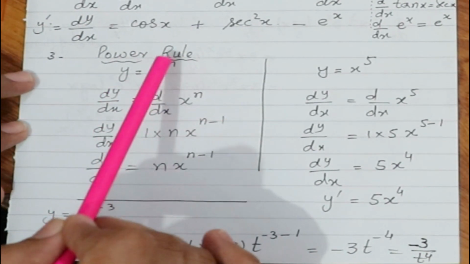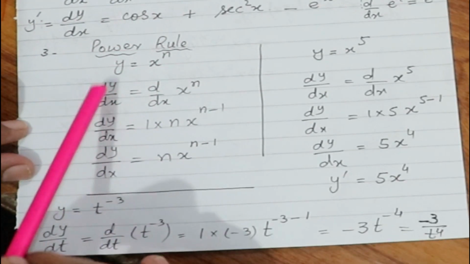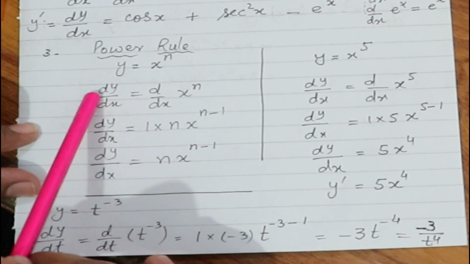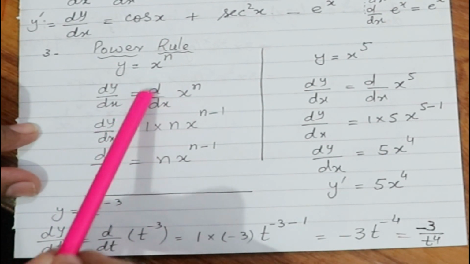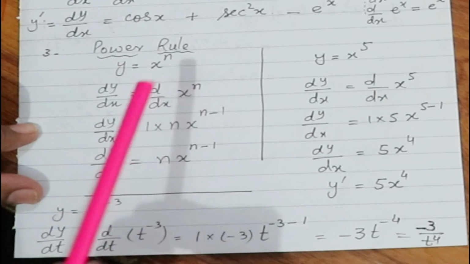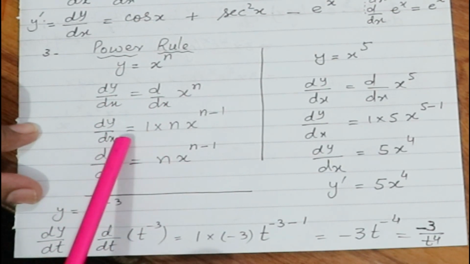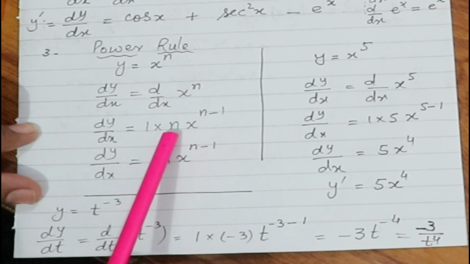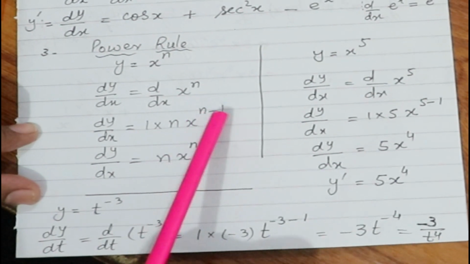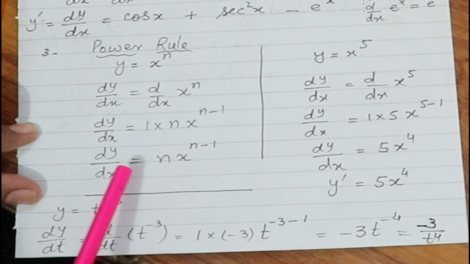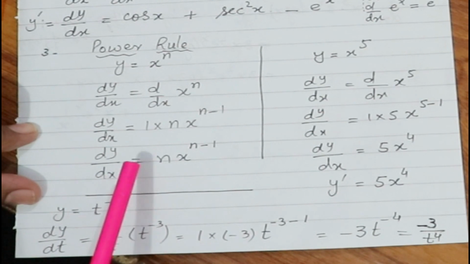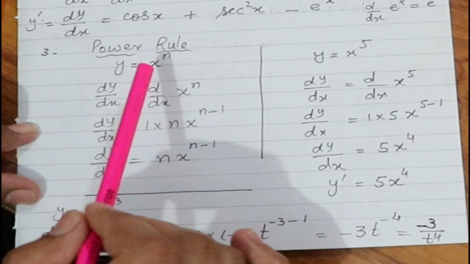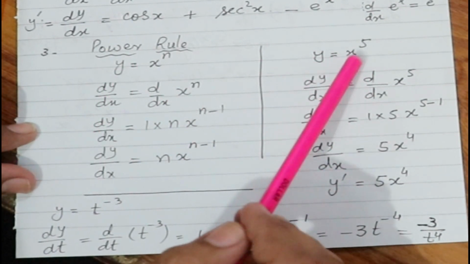y equal to x^n. When we take derivative on both sides, left hand side as well as right hand side, it will be dy upon dx equal to d upon dx x^n. dy upon dx will be the same, equal to, then we will write coefficient multiply power n, x one less power, n. Finally, we will get dy upon dx equal to n times x^(n minus 1). Now we will understand it with the help of a simple example.